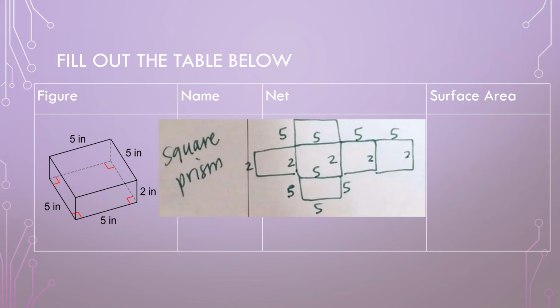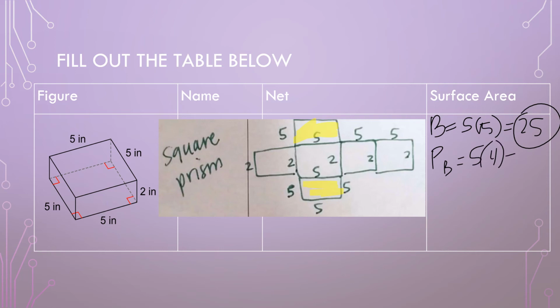The next one is a square prism, so we're going to have to go back to the normal way to do it. So my two bases are my squares here. Because they are squares, all we need to do is 5 times 5, which would be 25. And for the perimeter of the base, we need to do 5 times 4, because each side is 5, and there are 4 sides, so we have 20.